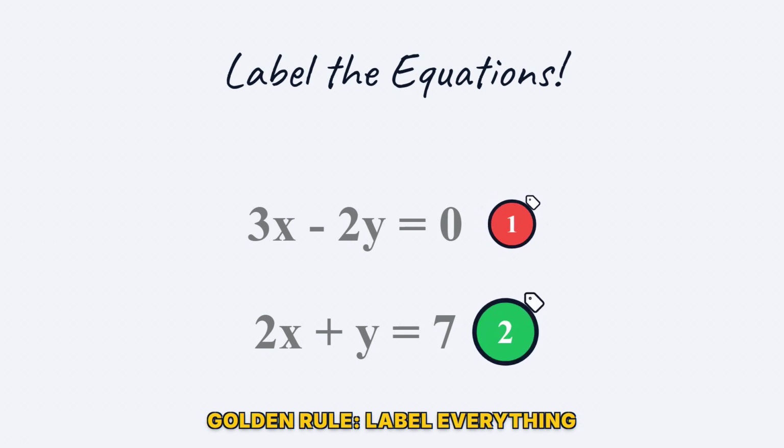First, a golden rule from the textbook: label the equations so that the working is made clear. If you don't organize your variables clearly, you'll easily get lost in your own thoughts. Let's assign clear tags right now.